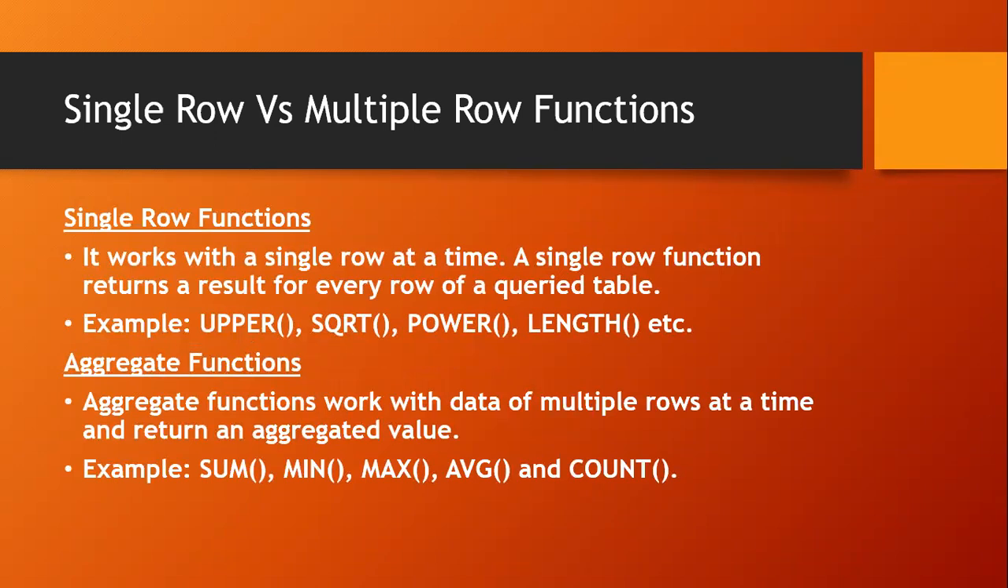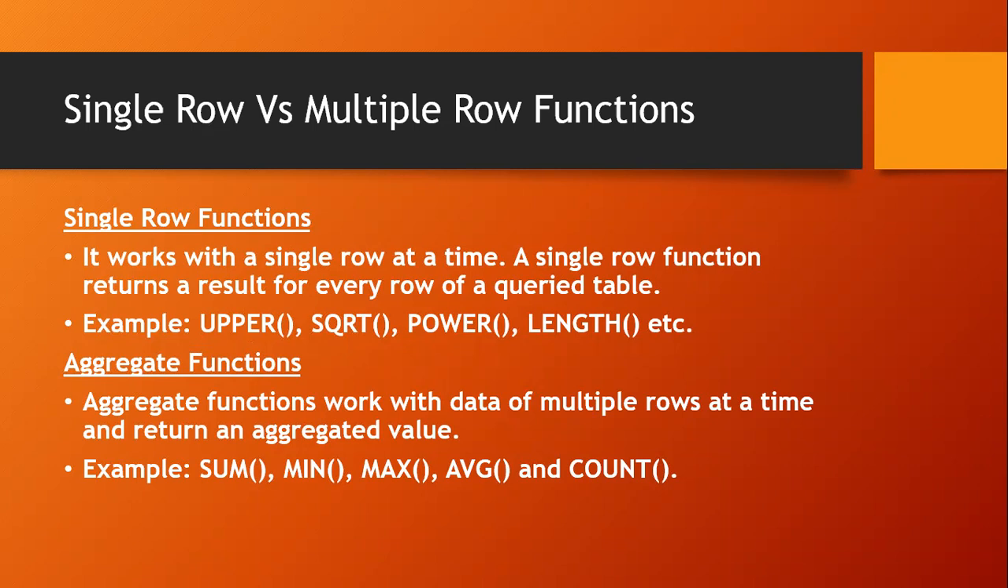What are single row functions? In the name itself, it is there. It works with a single row at a time. Single row functions work with a single row at a time. A single row function will return a result for every row of a query table. It will return the result for each and every row of the query table.